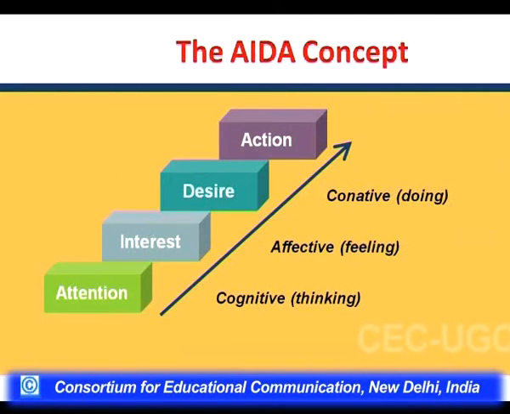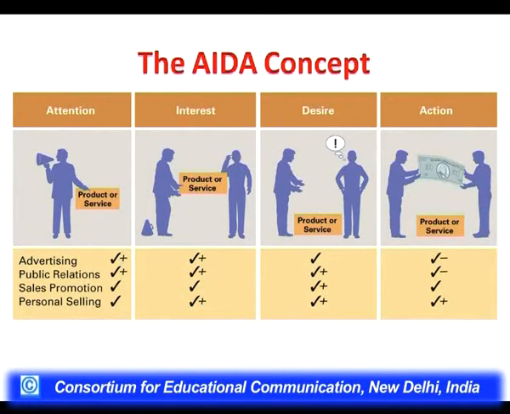The AIDA concept starts with attention, goes on to interest, goes on to desire, goes on to action: cognitive, thinking; affective, feeling; and conative, meaning doing. This is the concept behind the AIDA model. The AIDA concept: attention, interest, desire, and action. And this is regarding the product or service. Under attention, we cover advertising, public relations, basically more aggressively.